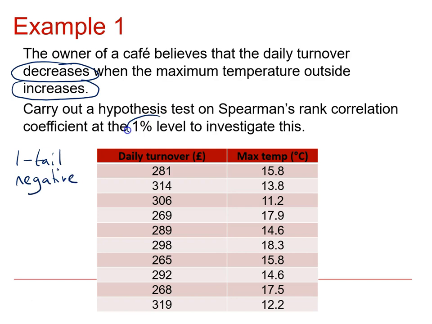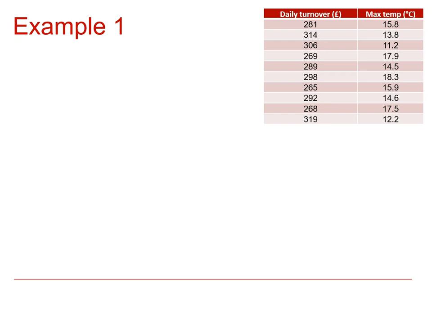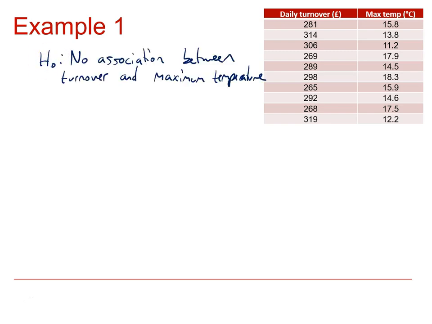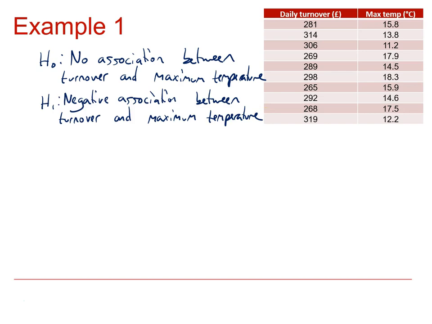Our significance level is given to us in the question, and we should make a mental note that n is equal to 10. So our hypotheses should be as follows. H0, no association between turnover and maximum temperature. And H1, negative association between turnover and maximum temperature. Our test statistic, RS, is equal to minus 0.6485 to 4 decimal places, as we discovered in the previous video.